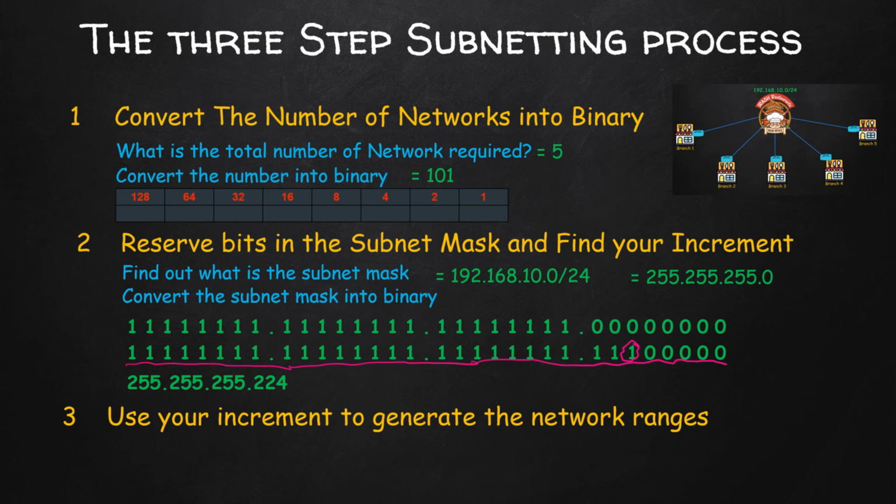So I am going to write down the last part of the binary here, 1 1 1 0 0 0 0 0. And here you can see the last 1. This is our increment, and it indicates the value of 32. So 32 is your increment. So here we found the increment value for the networks, and the answer is 32. And you need to use this increment value to generate the new networks. So let me show you how to do that.